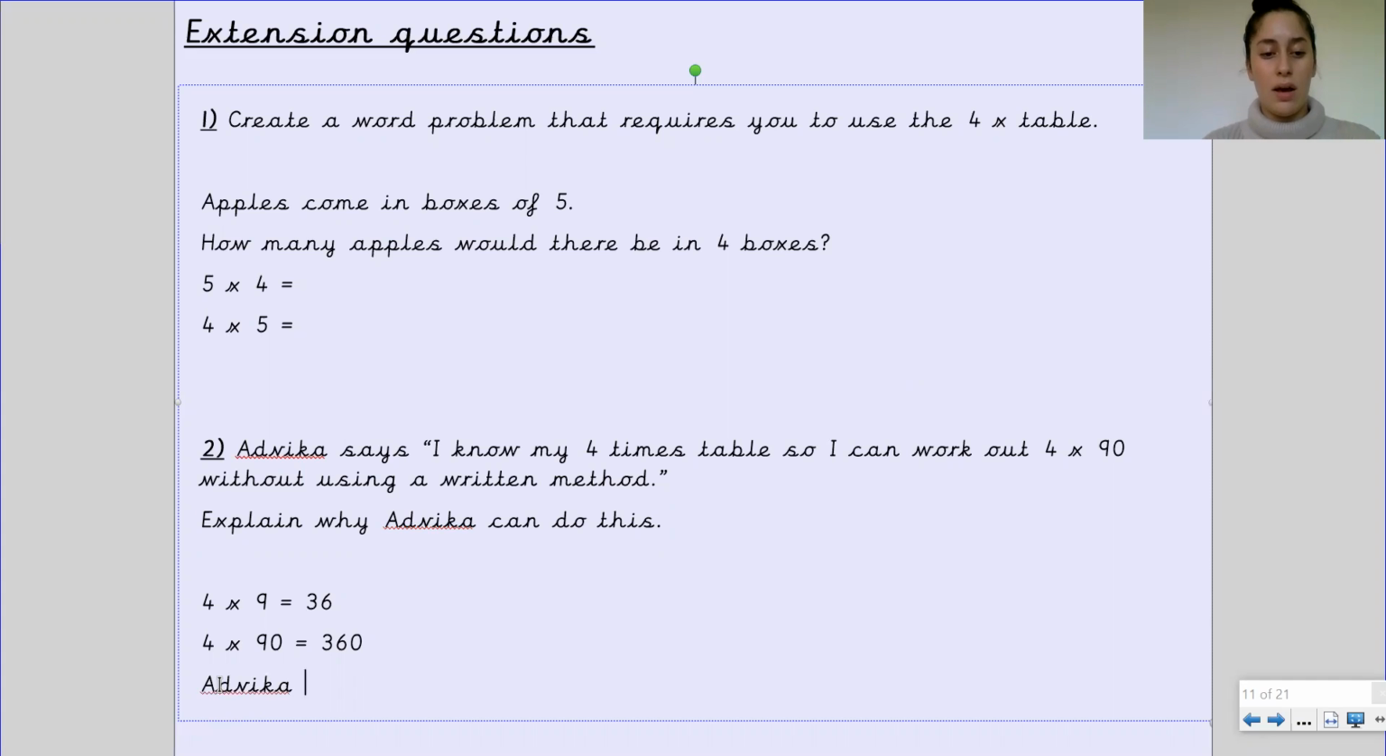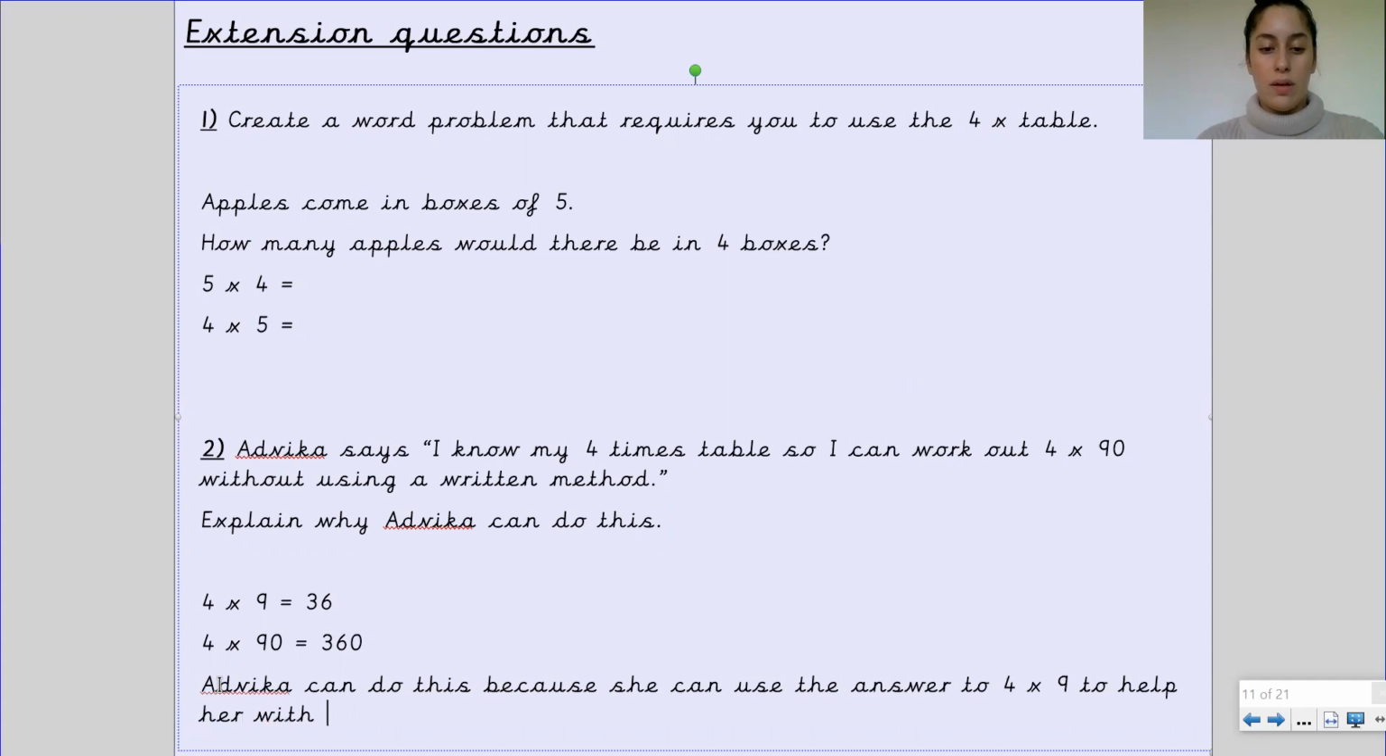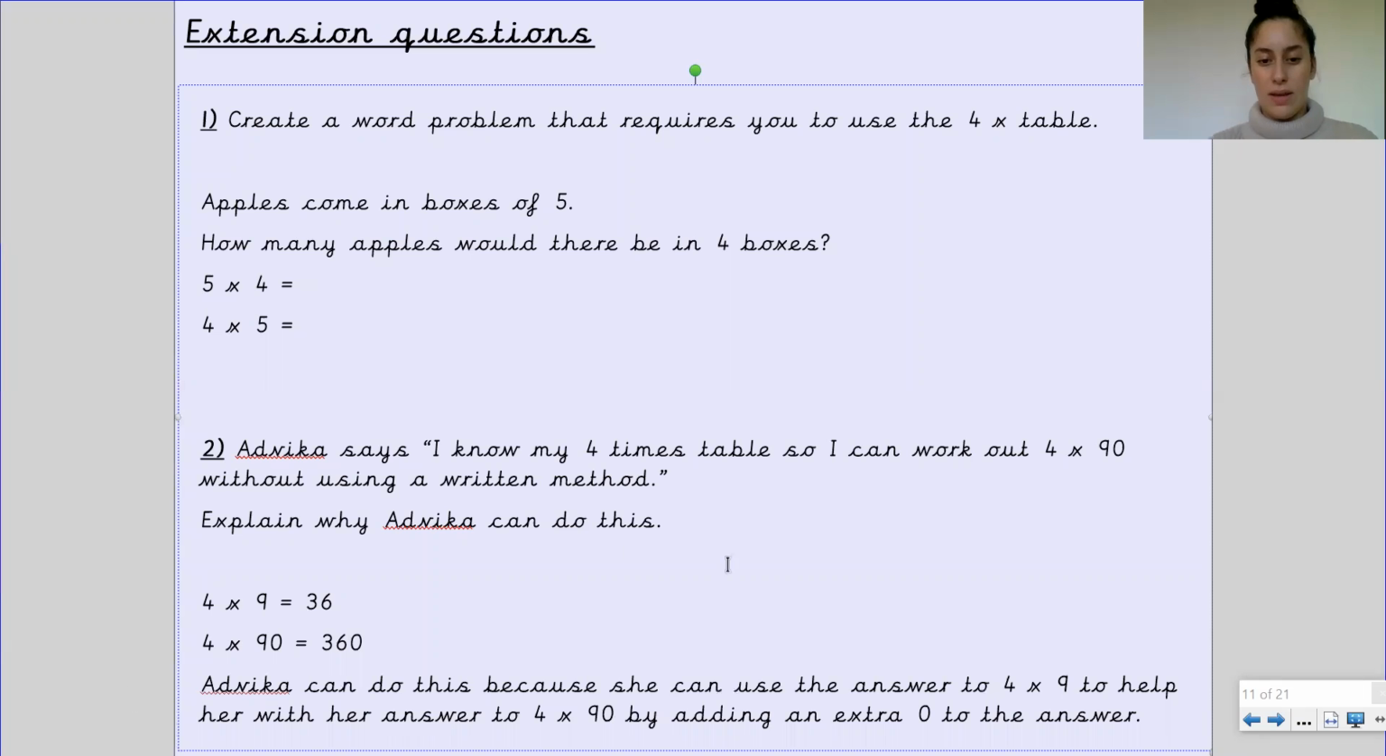So you would explain this, because the question says explain why Advika can do this. So Advika can do this because she can use the answer to 4 times 9 to help her with her answer to 4 times 90 by adding an extra 0 to the answer. So you would write that as an explanation.